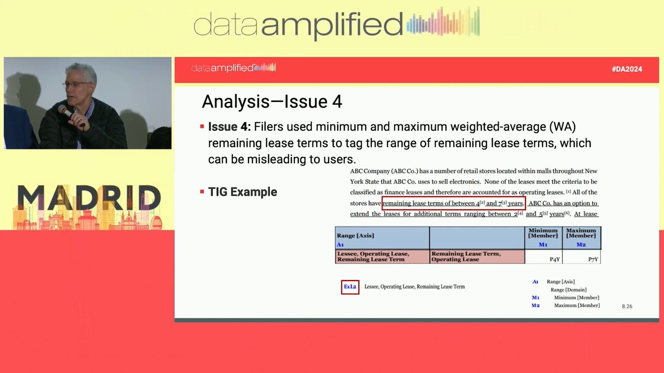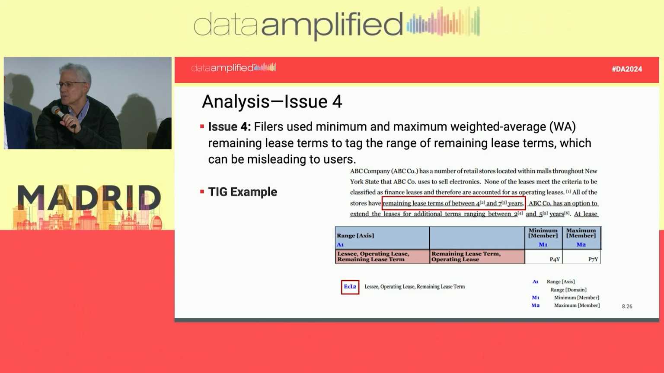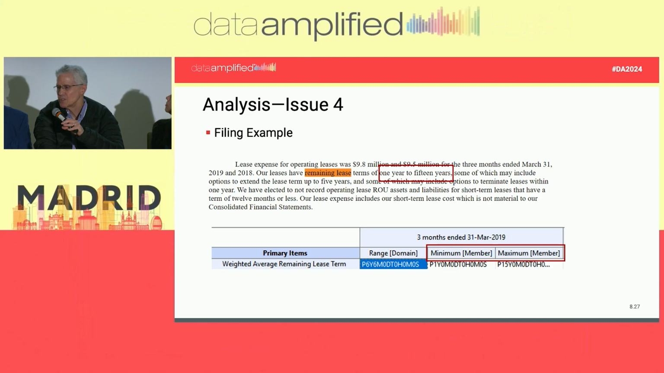And so I cannot read that from here. But so what happened here for their lease terms, we've got remaining lease terms between the 4th and 7th year. So to capture that information, the filer used the range axes, and they used the minimum and the maximum members, which is really rather confusing for this bit of information. And this is just another example of the same thing.